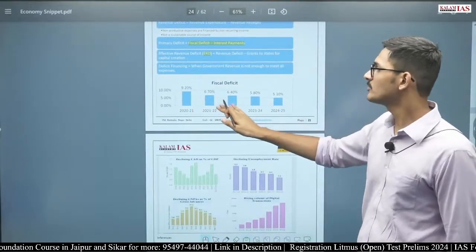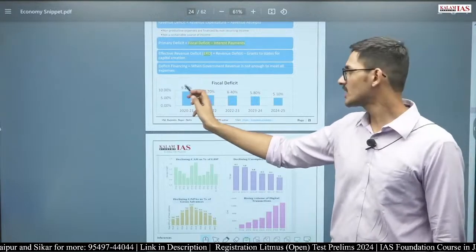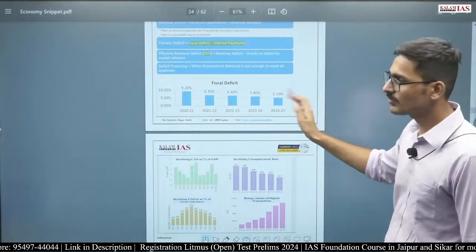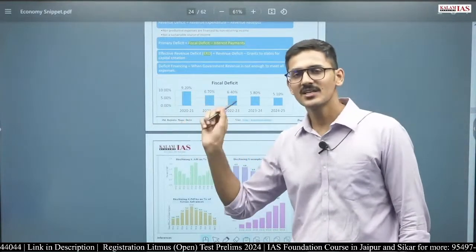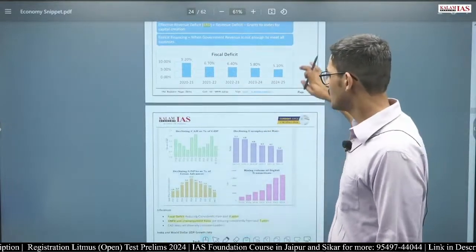Fiscal deficit has been reducing consistently from financial year 2021. It was 9.2%. Before that, it was lower than this. After that, 6.7, 6.4, 5.8, 5.1. You do not have to memorize the figures here. You just have to know that it has been reducing consistently for the past 4 years.